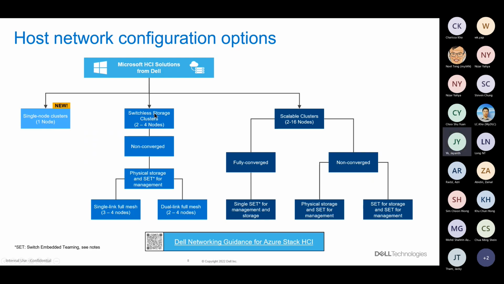But the key thing to note here is we support anywhere between 2 to 4 nodes of switchless configuration. Now, what's a big deal about switchless configuration? Think about ROBO situations like a remote branch office or edge locations where they want to minimally manage the entire infrastructure with no switching and all of that.